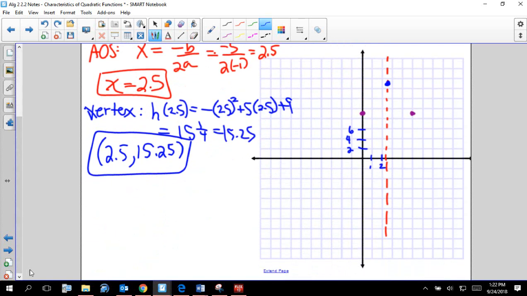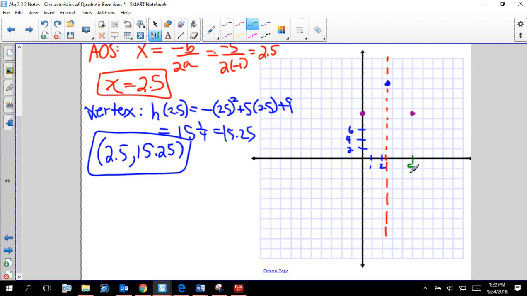How many points do we have? 3. How many do we need? So I need to find more. You can choose to plug in negative numbers if you want. I don't want to deal with negatives, so I'm going to look on the positive side and just look outside of this purple one. This purple one was at, what was it at? 5. So maybe I plug in 6 or 7.